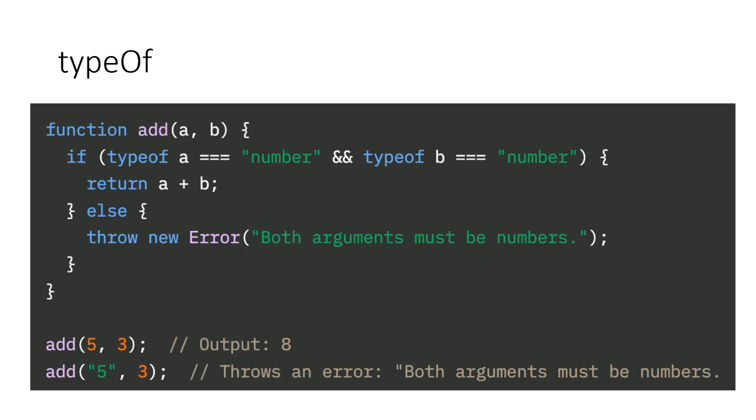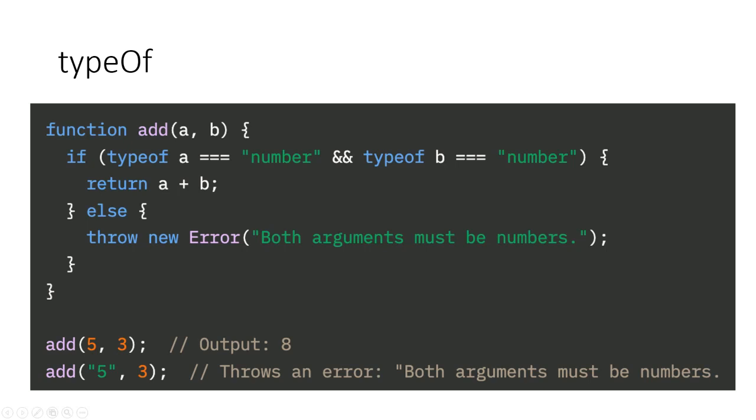And here's an example of how you would use this. You could use it as a check on parameters for a function like it's doing here. So if you pass in the params 5 and 3, this is going to return the sum of 5 and 3. However, if you put into the function a string 5, it's going to check, and it's going to throw an error saying that both arguments should be numbers.